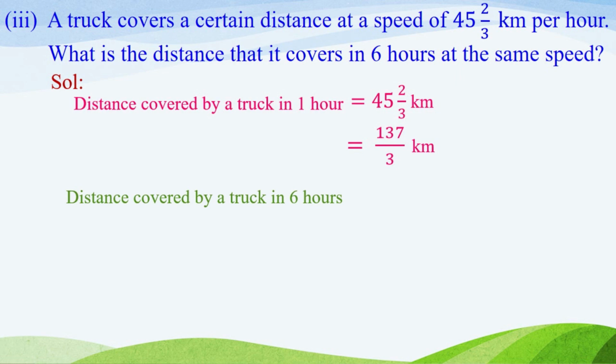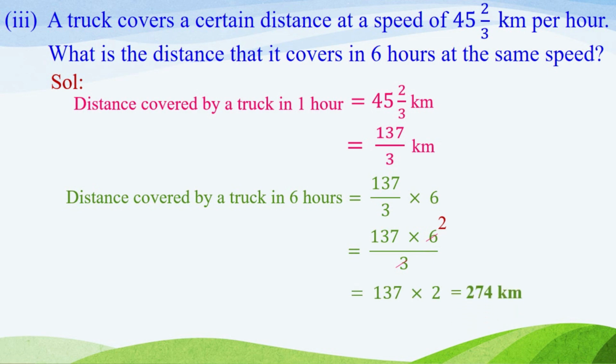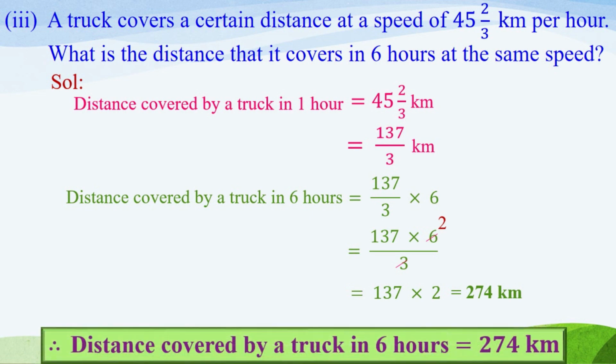Distance covered by a truck in 6 hours. We know 1 hour is equal to 45 2 by 3 kilometer. We have to find 6 hours. That means 137 divided by 3 into 6. It can be written as 137 into 6 divided by 3. Cancel the common factors. 1 3 is 3, 2 3s are 6. We get 137 into 2. 137 into 2 is 274 kilometer. That means the distance covered by a truck in 6 hours is 274 kilometer.